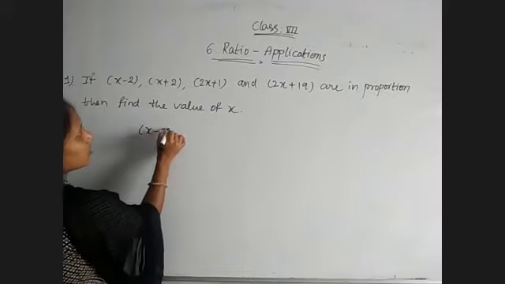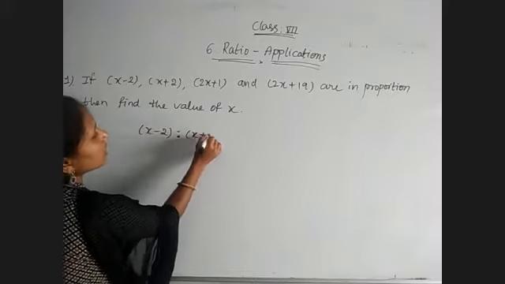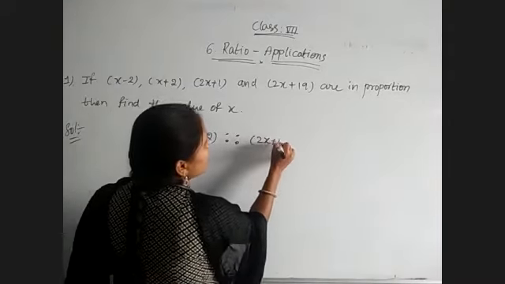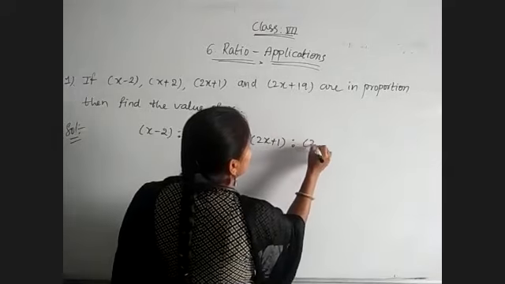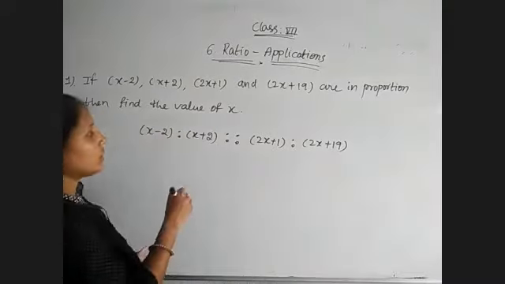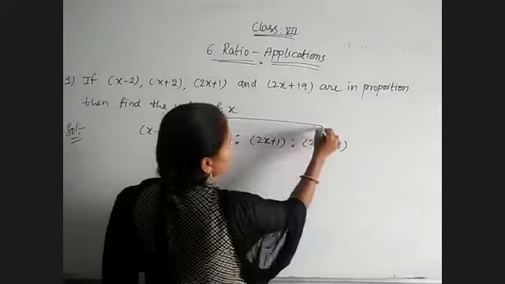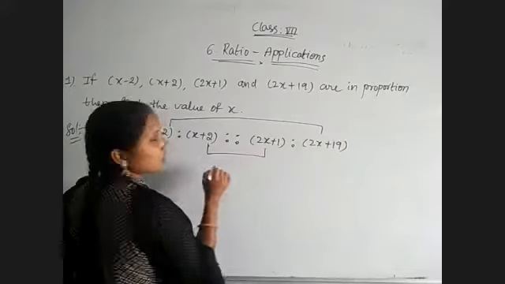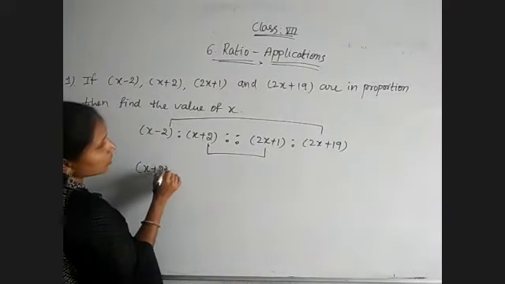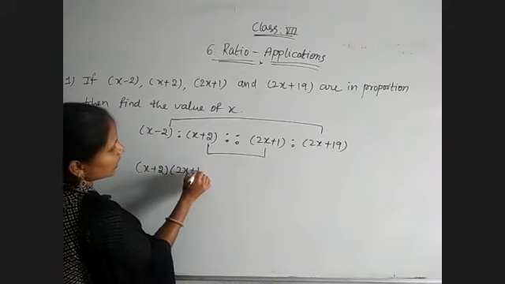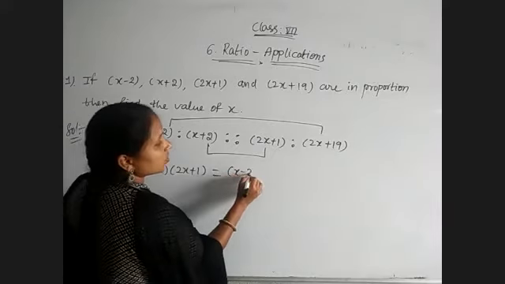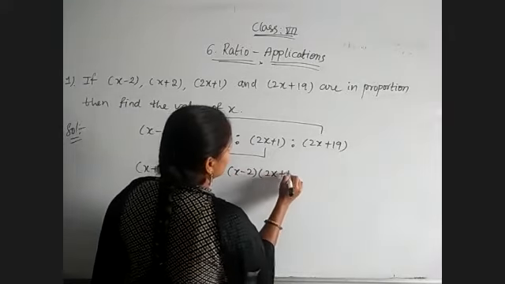x minus 2 is to x plus 2 is in proportion with 2x plus 1 and 2x plus 19. The ratios of these are both equal. Then we have the product of extremes is equal to the product of means. So we will get x plus 2 into 2x plus 1, the product of means, is equal to x minus 2 into 2x plus 19.